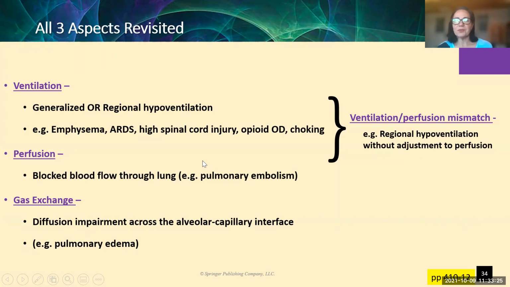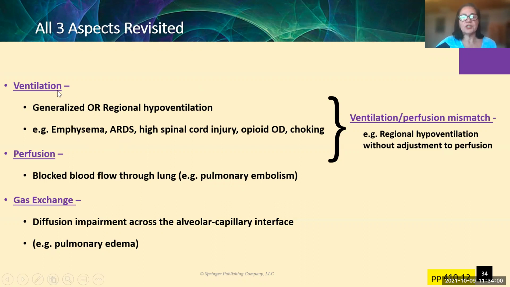So let's see, all 3 of these aspects revisited again. Ventilation. We have talked about, mostly we've talked about regional hypoventilation, but there can be generalized hypoventilation, and I'll mention some examples. So let's see, the regional hypoventilation we've talked about so far: emphysema, acute respiratory distress syndrome. These are like, it's uneven, it's patchy in the lungs. Some alveoli are okay and some are not okay.